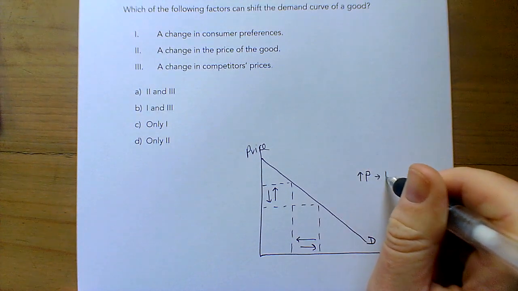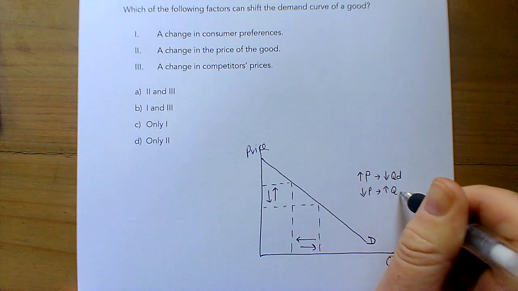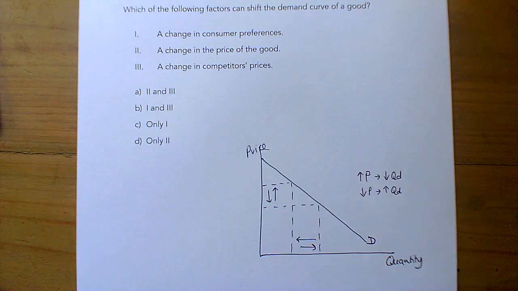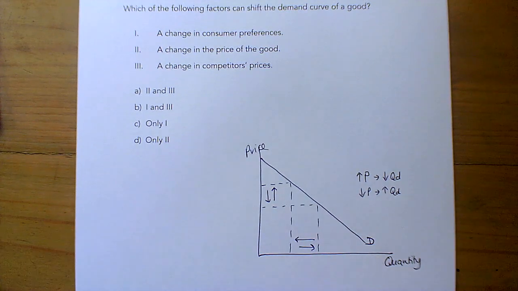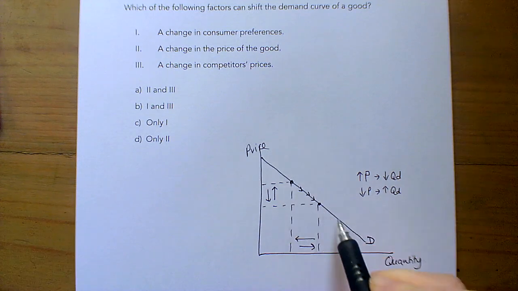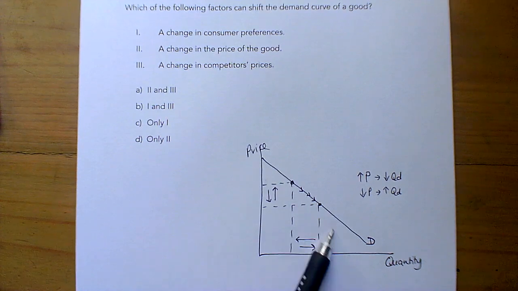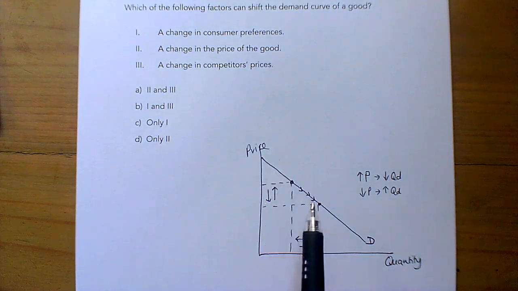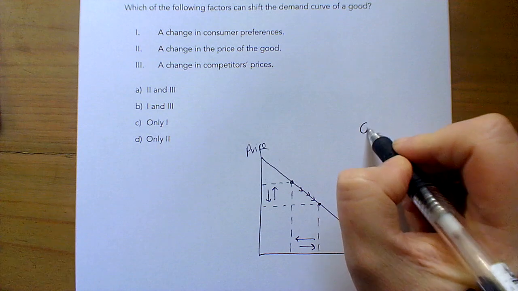Higher prices lead to lower quantity demanded, and lower prices lead to higher quantity demanded. What we're showing is that when price changes and nothing else that influences demand is changing, that is us moving along a demand curve. So a change in the price of a product moves us along a demand curve. It doesn't shift the demand curve.